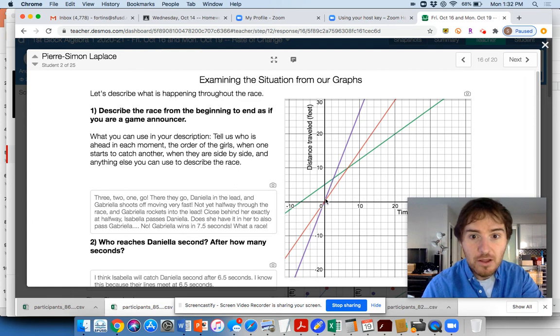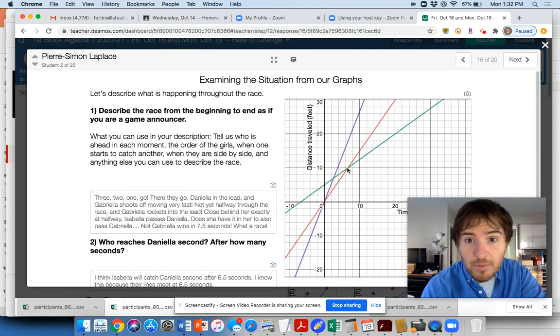And then Gabriella shoots off real fast, okay? She's in the lead. She shoots off real fast. I like that. Not yet halfway through the race, and Gabriella rockets to the lead. I like this. Close behind her, exactly at halfway. Ooh, exactly at halfway. What does that mean? It's the 10, I guess, when she's 10 feet into it out of 20. Yeah, pretty much halfway. Maybe a little bit more than halfway.